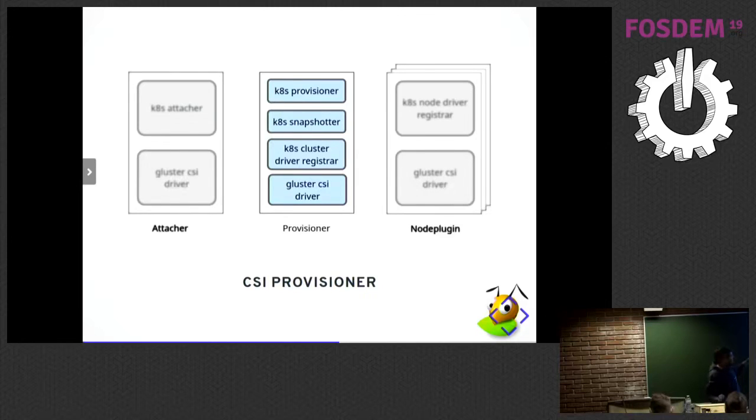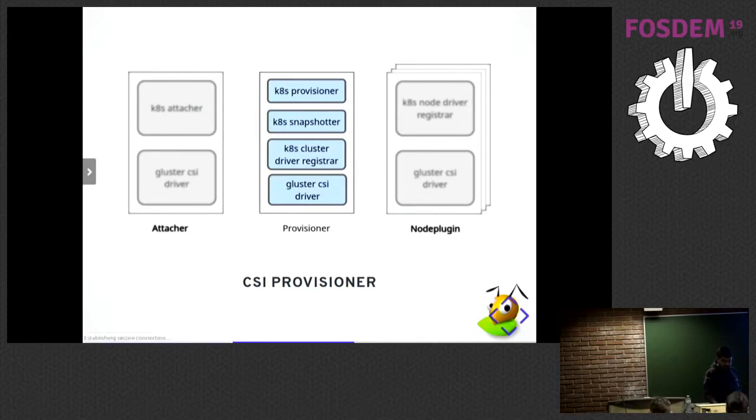We have a snapshotter sidecar, which handles Kubernetes requests for volume snapshots, persistent volume snapshots. And there is a cluster driver registrar, which registers GlusterFS CSI as a cluster level driver, right? So it makes the Gluster storage available as a storage class. So that's what the provisioner does. This is deployed as, right now, if I am right, a stateful set so that it's always available and running.